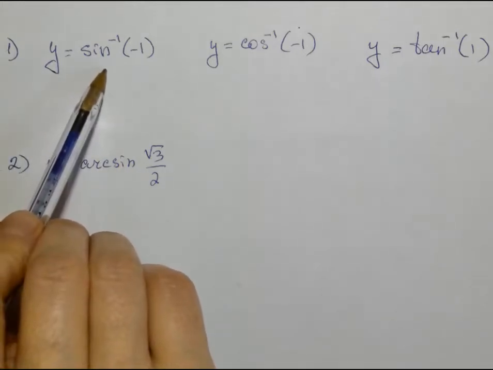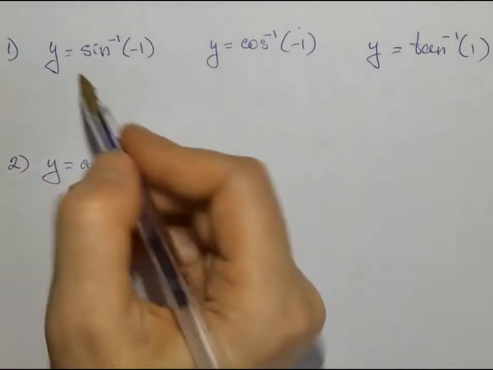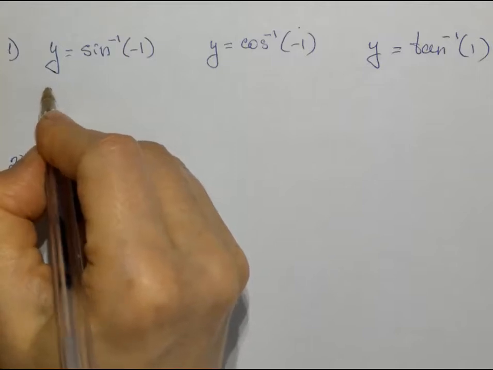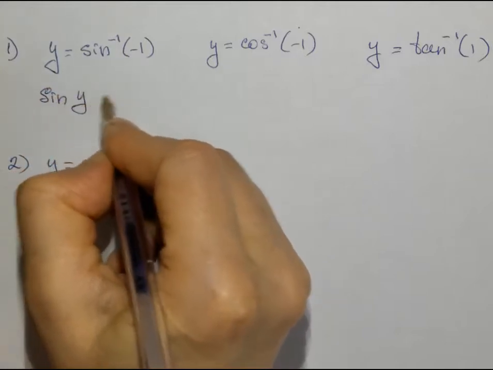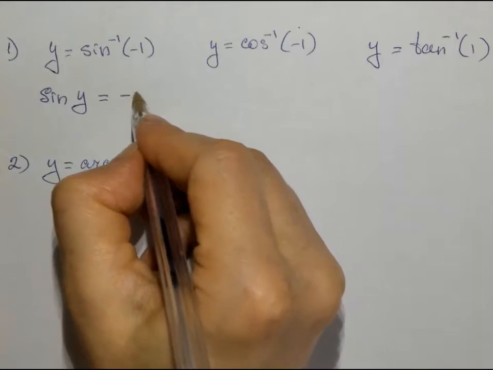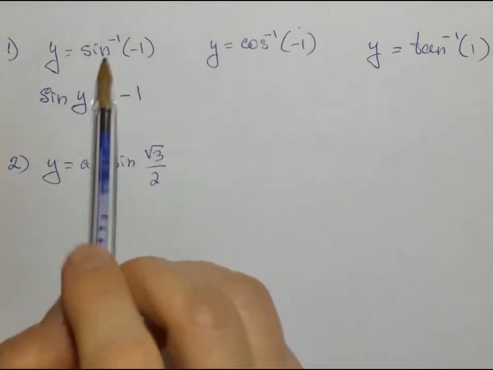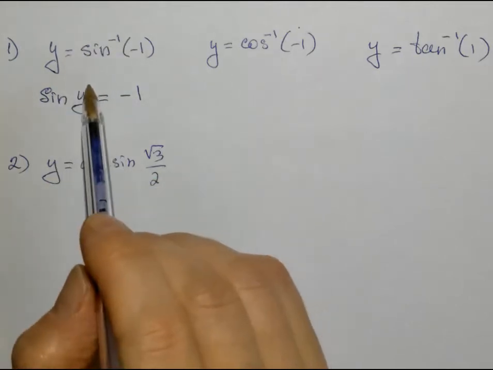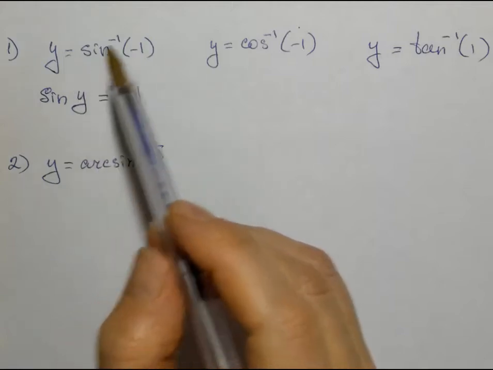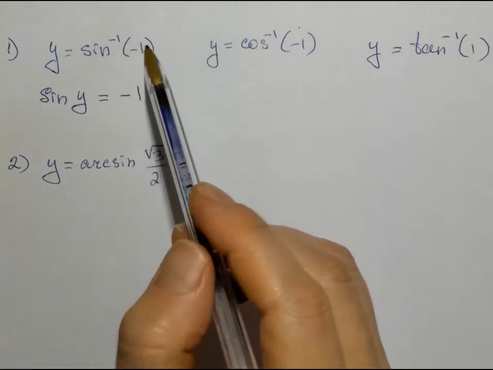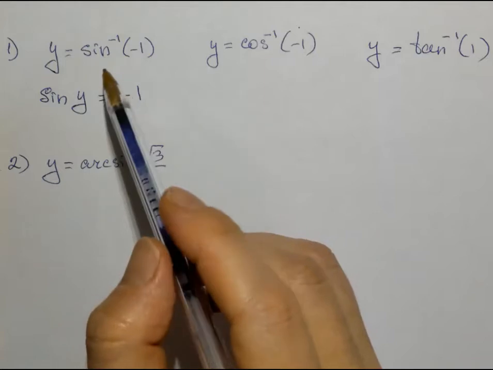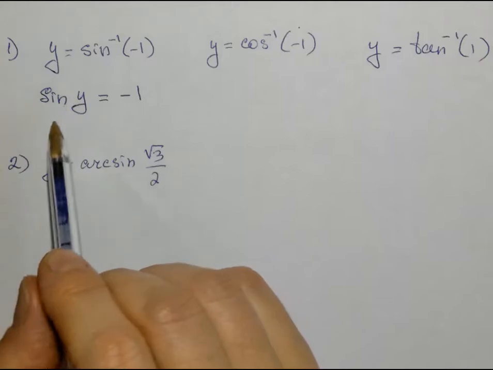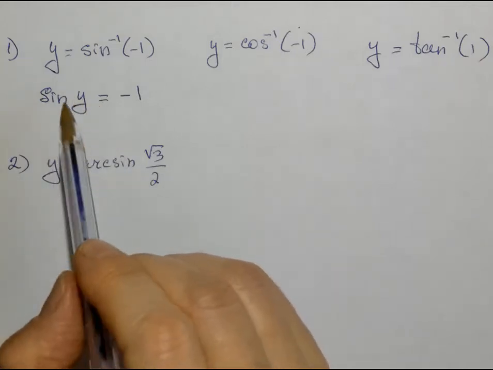Y equals sine inverse of -1 is almost the same as the statement that sine of y equals -1. So arcsine, the function arcsine, usually represents an angle. So we can tell that it's a real number, but it is easier to think about it as an angle given in radians, or we can also use degrees. It does not influence the answer.